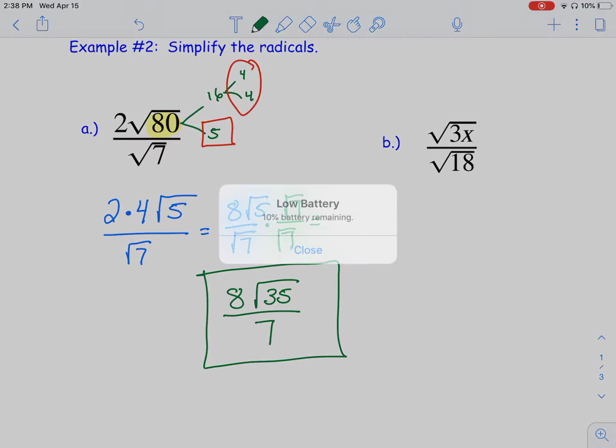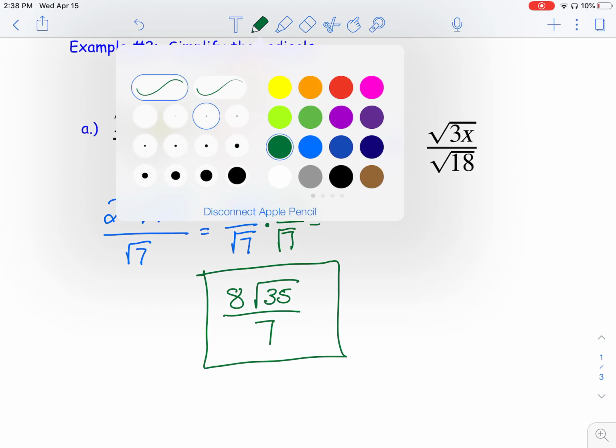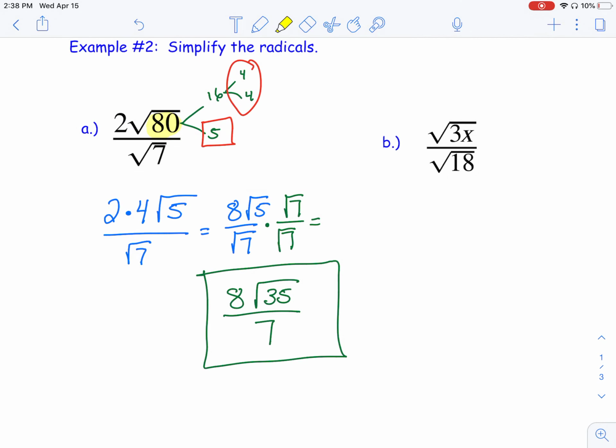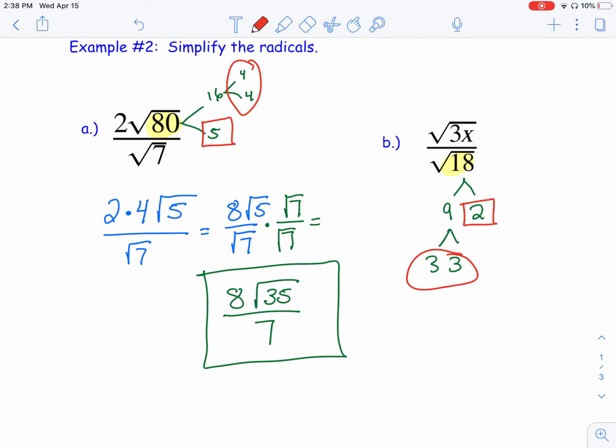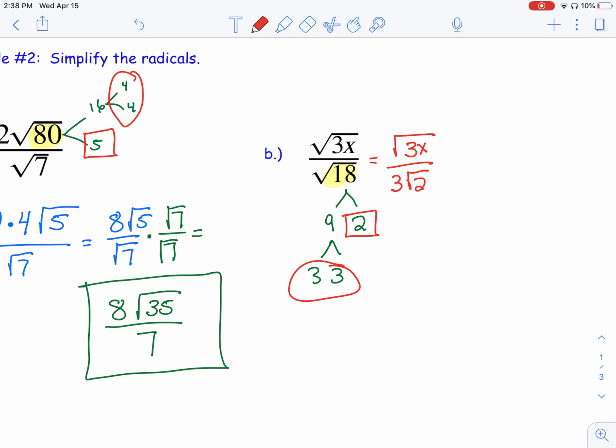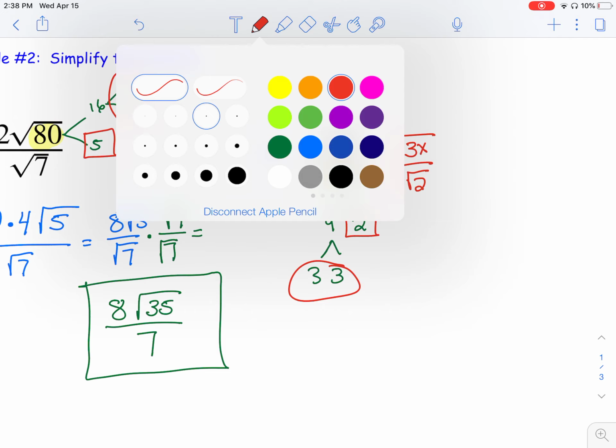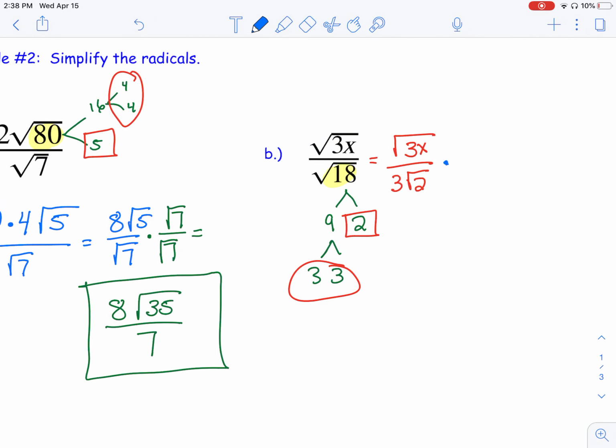Okay? And last one here. When I look at this last one, I notice that radical 18 can be simplified. 18 is really 9 times 2, and 9 is a perfect square of 3 and 3. So I can take out a 3 and leave a 2 underneath. So I end up with radical 3x all over, take out the 3, and I have a radical 2 on the bottom. I'm going to have to multiply top and bottom by radical 2 over radical 2.